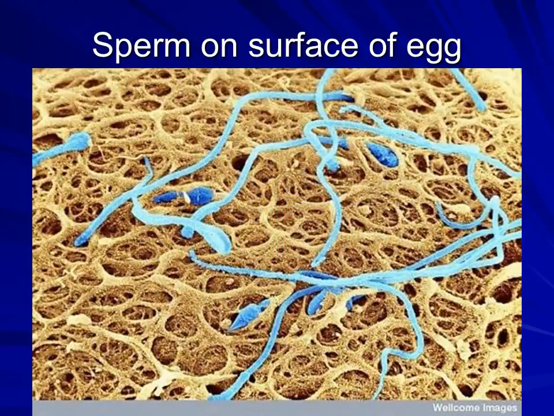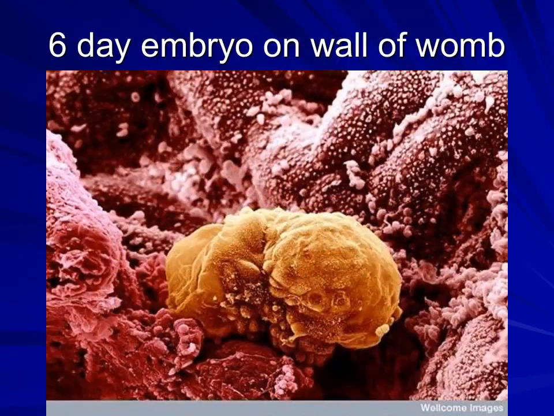So here's a picture of a sperm on the surface of an egg. This is not necessarily something we're going to be tested on, but I just thought it looked really cool. This is a 6-day embryo on the wall of a womb. Again, thought it was really cool.